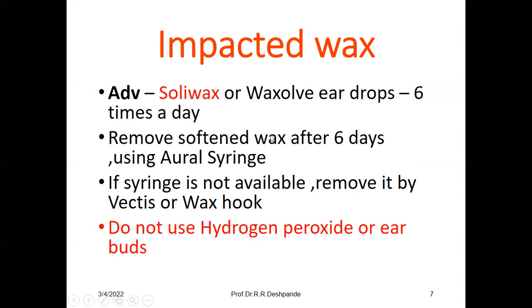Remove a softened wax after 6 days using an oral syringe. This is another instrument. The doctor should learn how to use this oral syringe. If a syringe is not available, remove the wax again by vettis or wax hook.